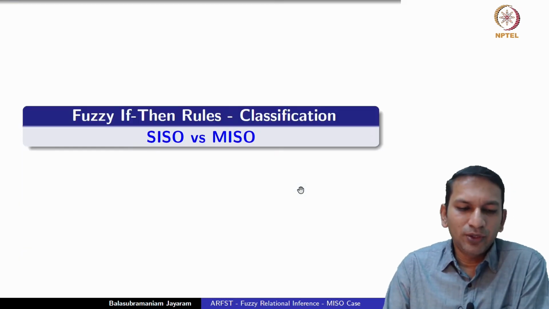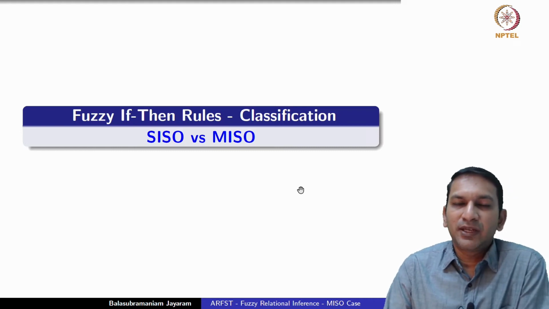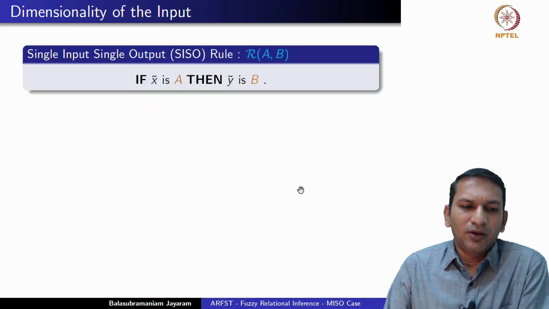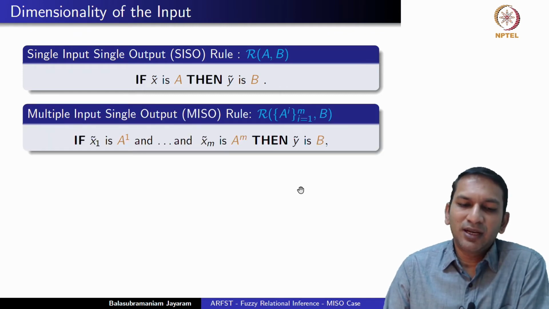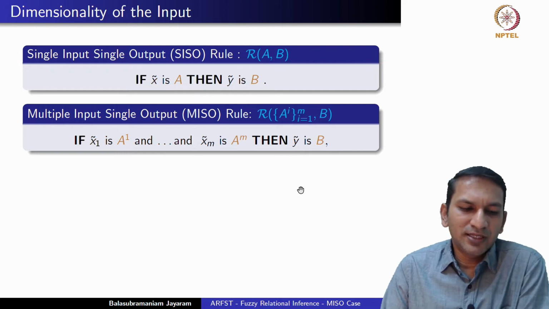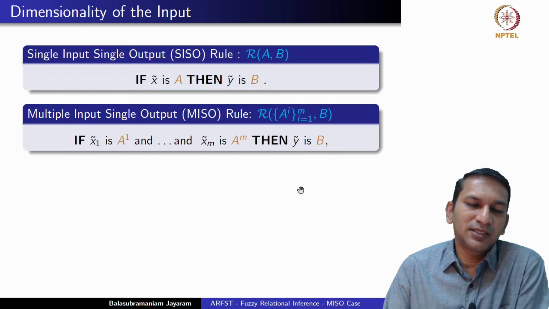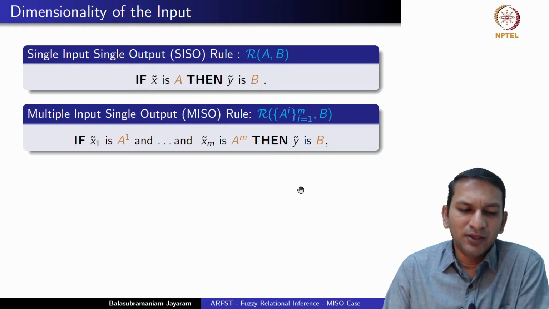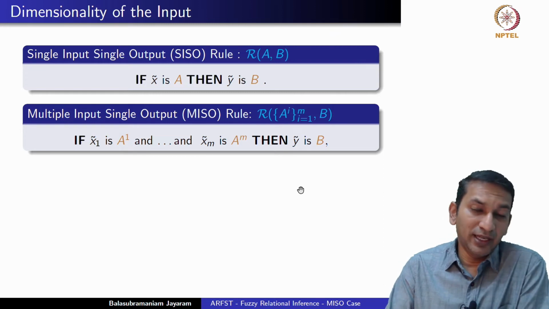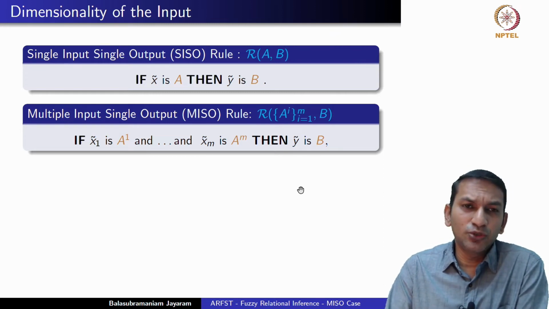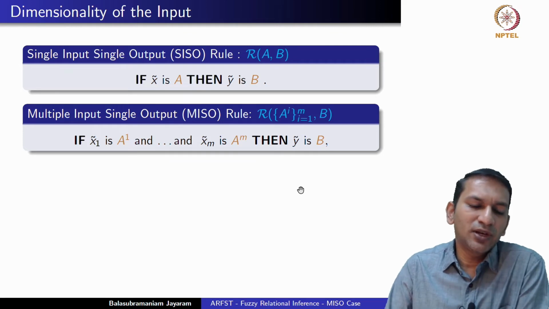Well, now let's go into looking at how fuzzy relational inference can be applied when we are given a MISO rule. What is a SISO rule? Input dimension is only one. What is a MISO rule? There are multiple input dimensions. So we say if x1 tilde is a1 and x2 tilde is a2, and so on until xn tilde is an, then y tilde is b. What are these x1 tilde, x2 tilde? They are again linguistic variables which can assume fuzzy sets or linguistic values defined over the domains x1, x2, x3, and so on to xn. So the dimensionality of this rule is n.